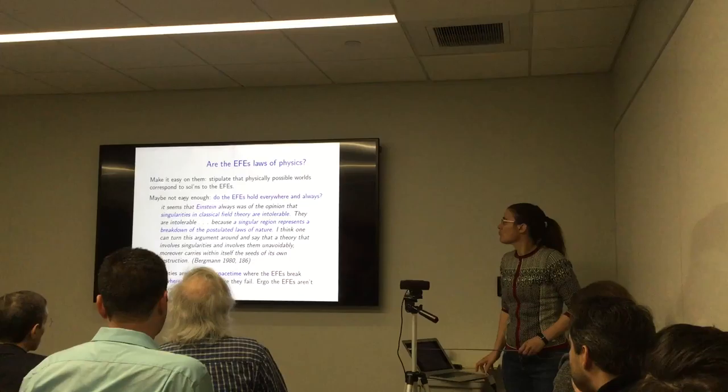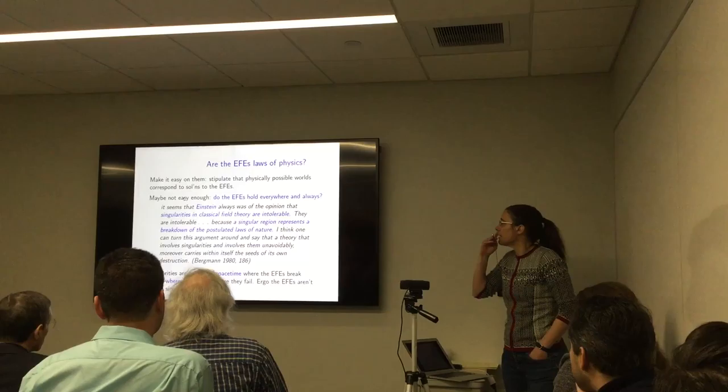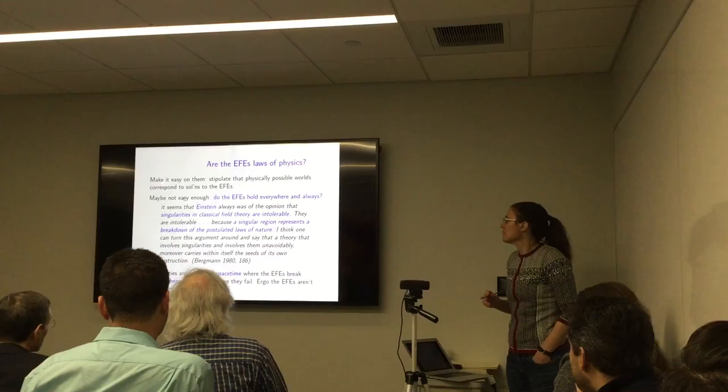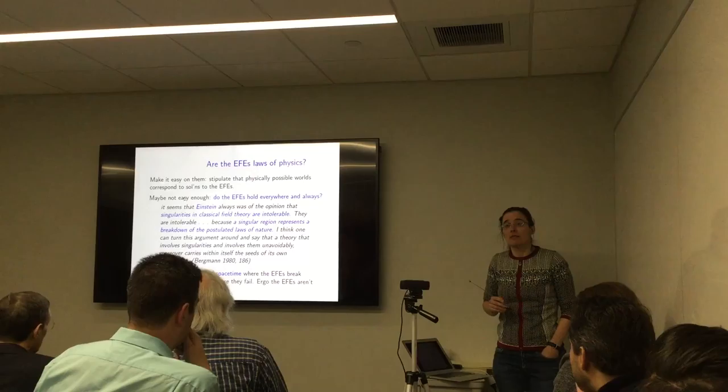So, laws of physics. Are the Einstein field equations laws of physics? And everybody's seen this quote. Bergmann reports Einstein had a horror of singularities. They're intolerable. A singular region represents a breakdown of the postulated laws of nature. So singularities are regions of space-time in general relativity where the field equations break down. Another way of putting it is there are wheres and whens where the Einstein field equations don't hold.